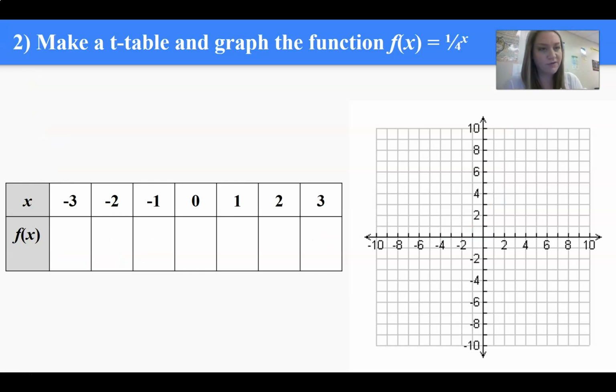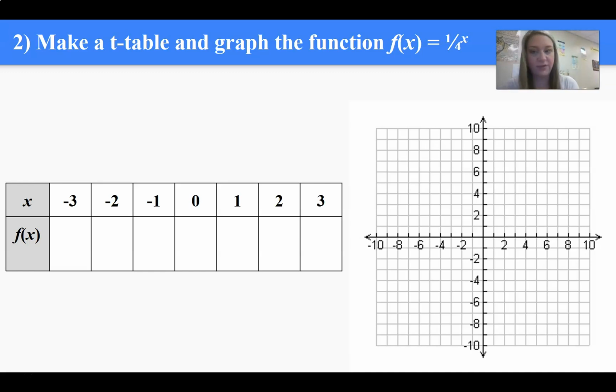Let's do 1/4 to the power of x. Again, you can use the calculator if you want to. Go back to your y equals. Change your 3 to a 1 divided by 4. Make it look like that. I would put it in parentheses. And then you can go to your table and get your same values. Again, I'm also going to show it to you by hand.